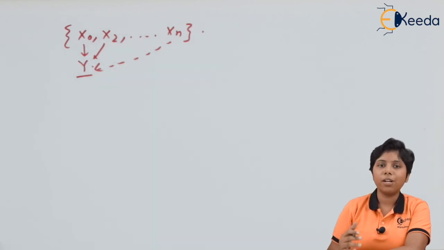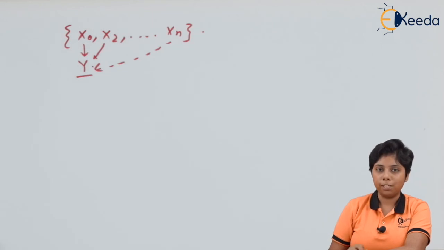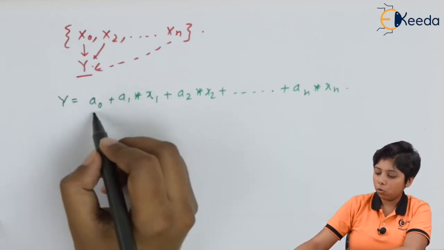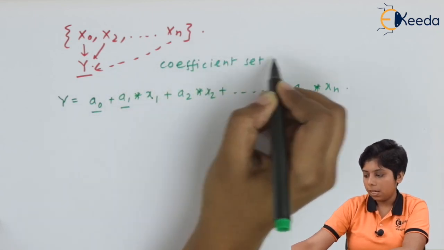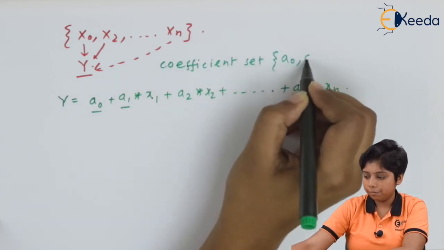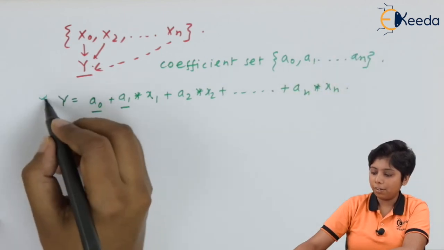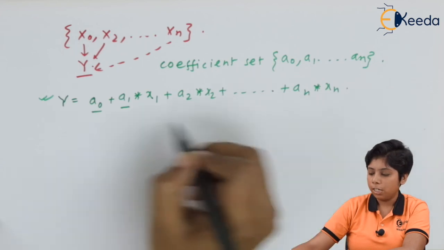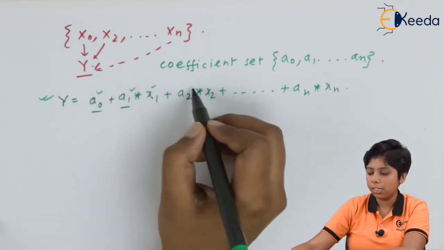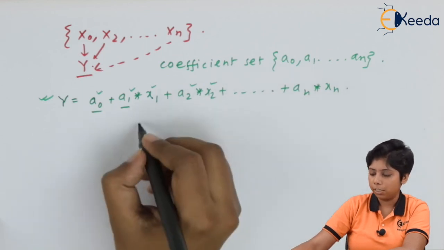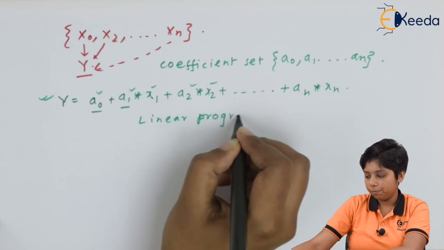Now, how can we do regression on each of this data? We can use this formula. So we are introducing the coefficient set A0 to An, so that we can have the value of y as this one. Now this is a linear regression because we are multiplying the coefficients with the data set values. So this is a linear regression.